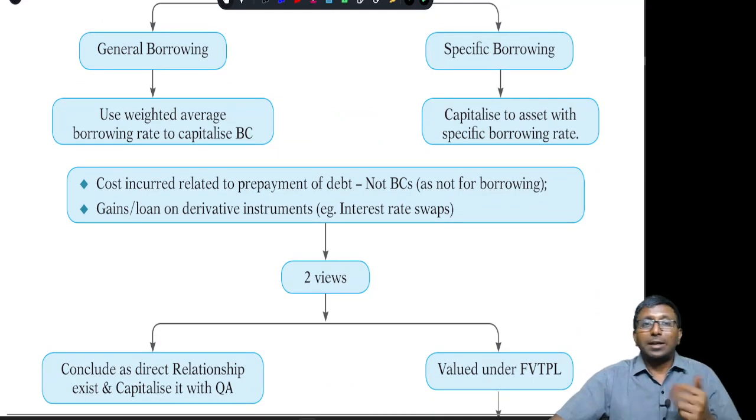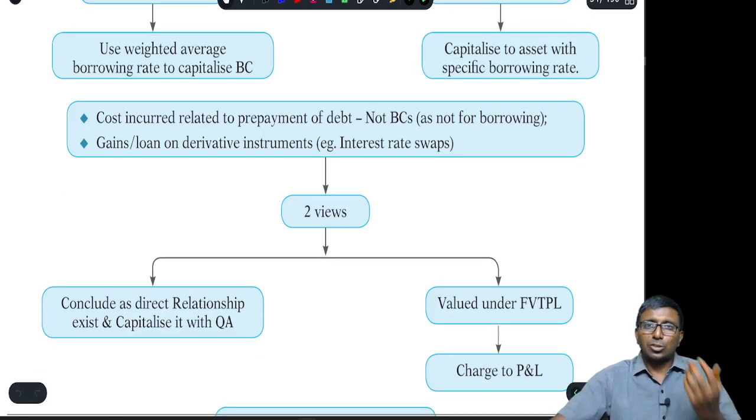Next, prepayment. Yeah, if you have paid any charges for prepayment of a debt, that is not treated as a borrowing cost. Now, any derivative instrument, suppose you have taken an interest rate swap, something like that. If there is any loss because of the interest rate swap, how to account for it? Actually, there is no guidance on this.